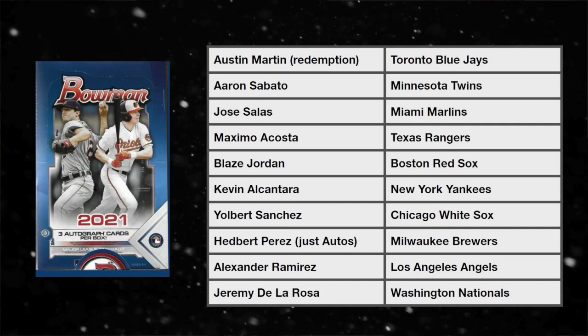Now, 2021 Bowman features Austin Martin. His autos are actually redemption, so keep that in mind as those expire. Then we've got Aaron Sabato, Jose Salas, Maximo Acosta, Blaze Jordan, Kevin Alcantara, Yolbert Sanchez, Alexander Ramirez, and Hedbert Perez, but just his autos. There's no base cards for Perez. Yeah, it's confusing, eh?